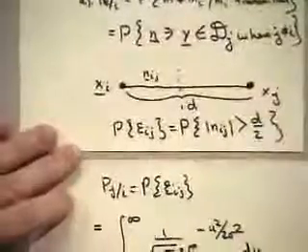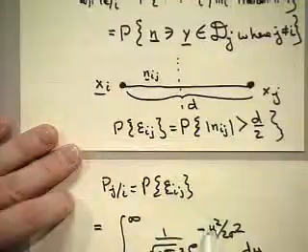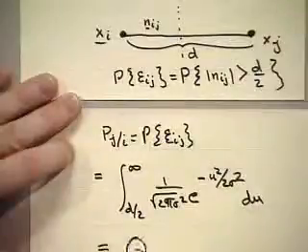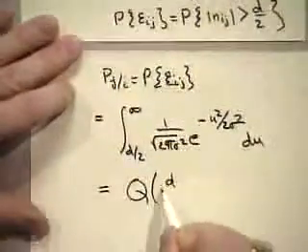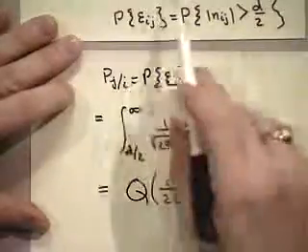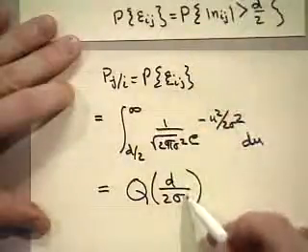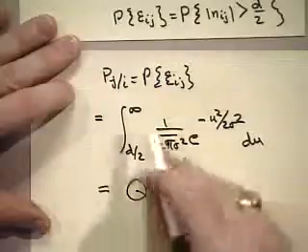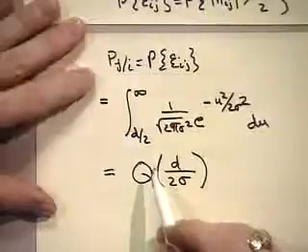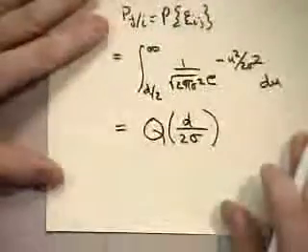And that almost is the Q function. If I make a substitution, a variable, and essentially let v equal to u over sigma, this works out to be the Q function of d over 2 sigma. So if I know the distance between the 2 points, and only the distance between the 2 points, and the variance of the additive Gaussian noise, I can compute the probability that message i was confused for message j.